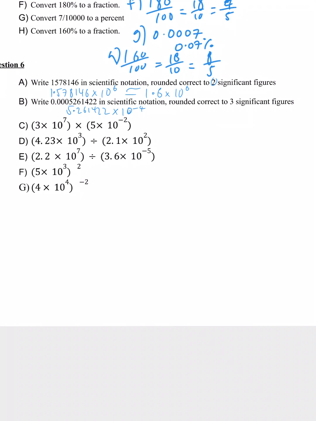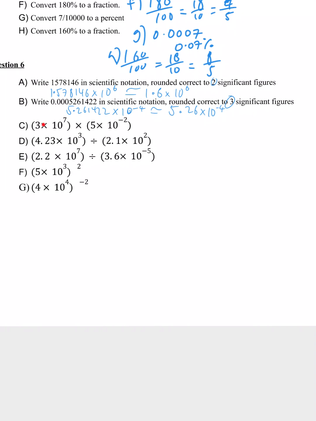We want three significant figures. So here we go, 1, 2, 3. We round it here. Next number is a 1. So we round down. We leave it at 5.26. So that's it. Next one.